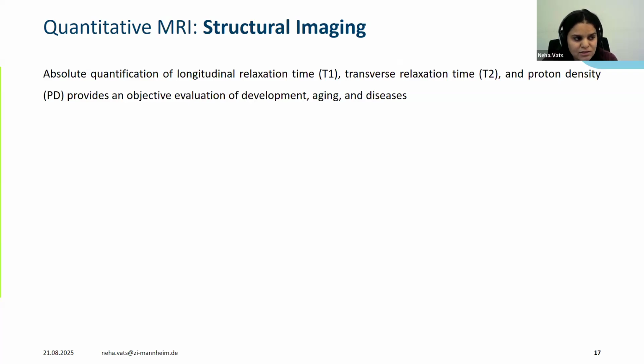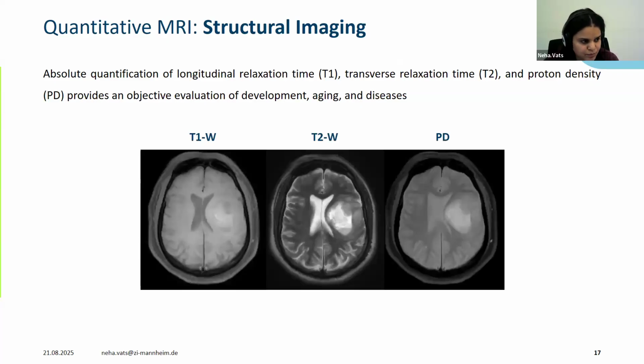First, quantitative MRI structural imaging. So absolute quantification of longitudinal relaxation time T1. If you have a basic idea about MRI, I hope that you will be able to understand a little about relaxation times. So it's absolute quantification of longitudinal relaxation time T1, transverse relaxation time T2, and proton density PD. It provides an objective evaluation of development, aging, and diseases.